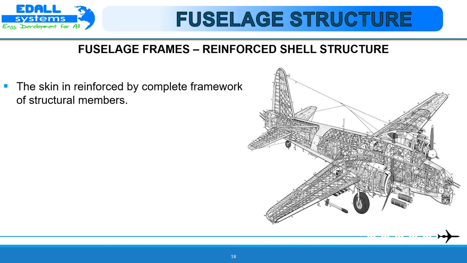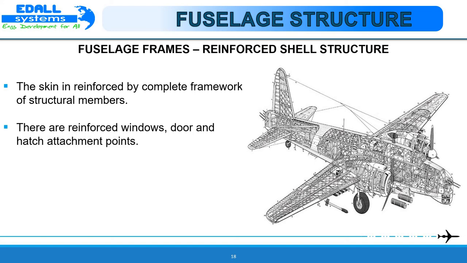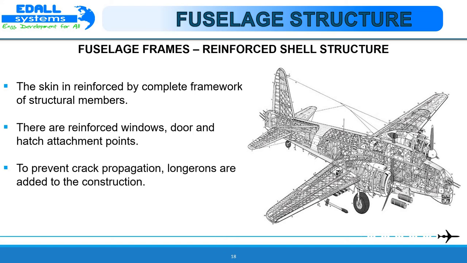Reinforced shell structure is another fuselage frame. The skin is reinforced by a complete framework of structural members. There are reinforced windows, doors, and hatch attachment points. To prevent crack propagation, longerons are added to the construction.